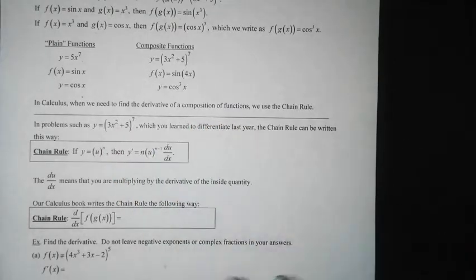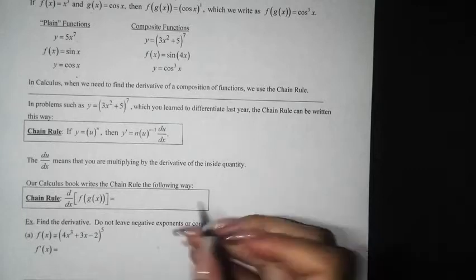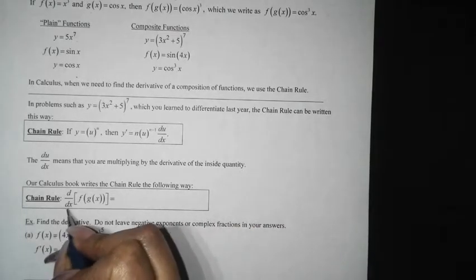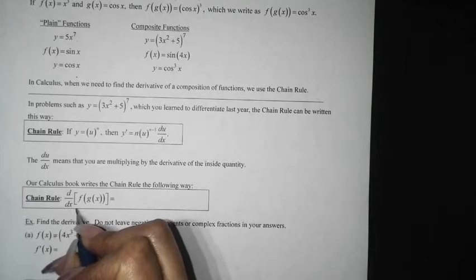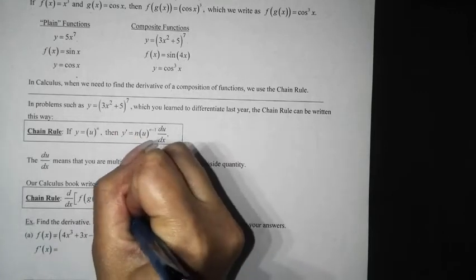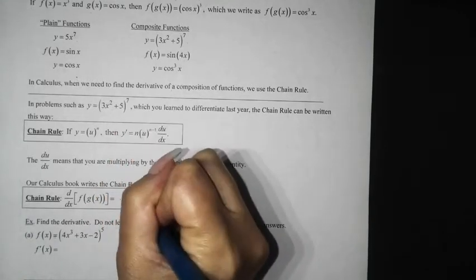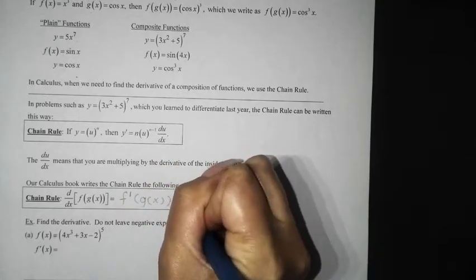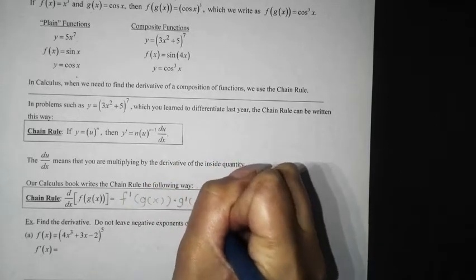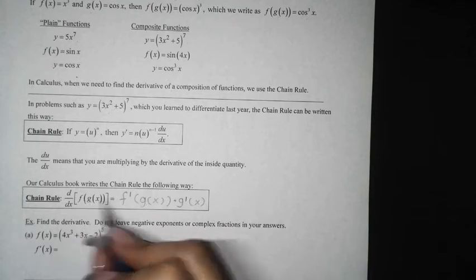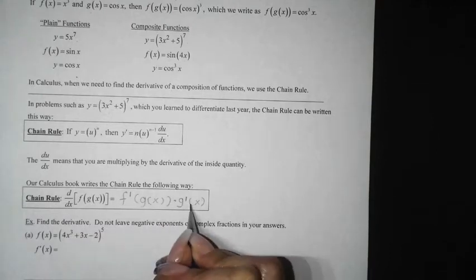Okay, so our calculus book writes the chain rule the following way. We have d/dx of f of g of x is going to be equal to f prime of g of x, close it, times g prime of x. Please note that g of x is the one that is inside f. So that's why it's here and here.